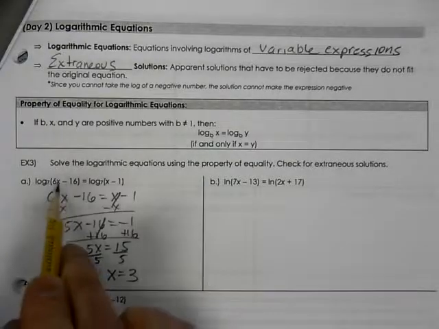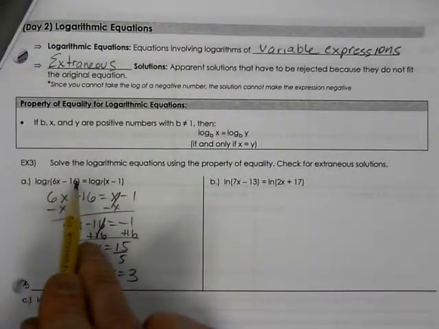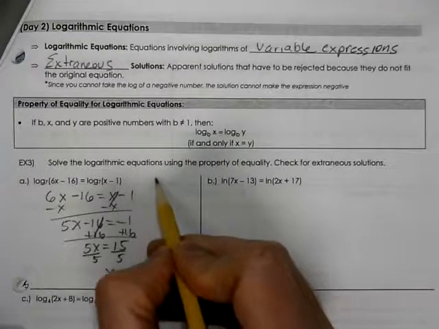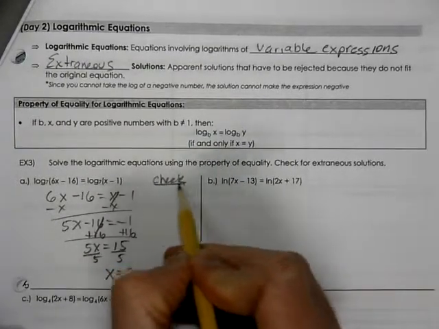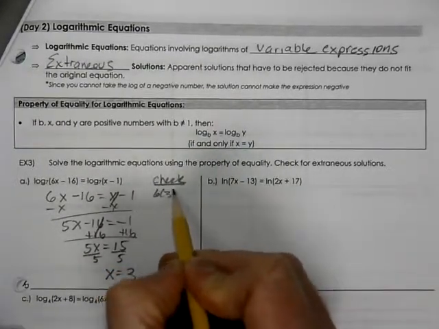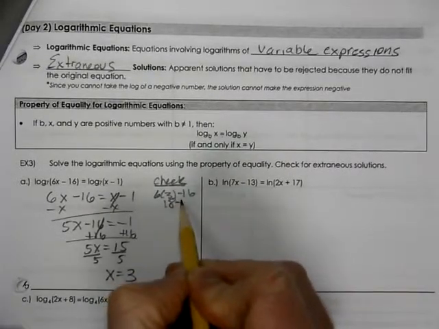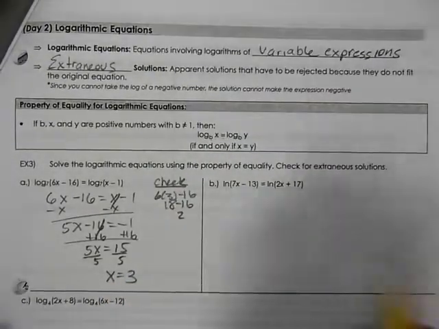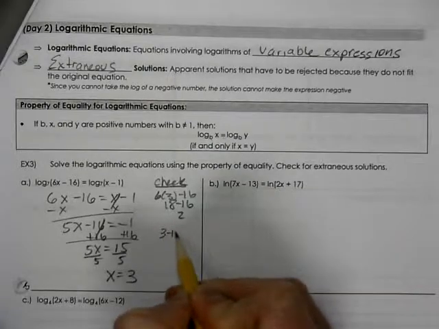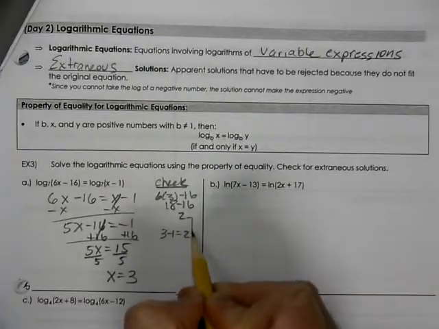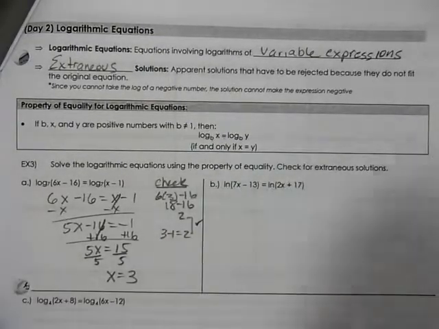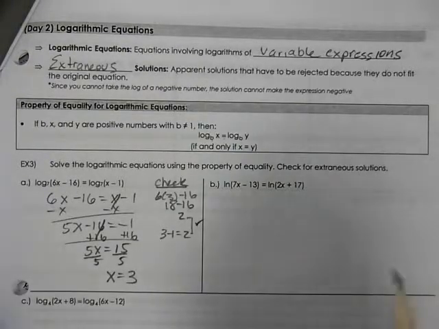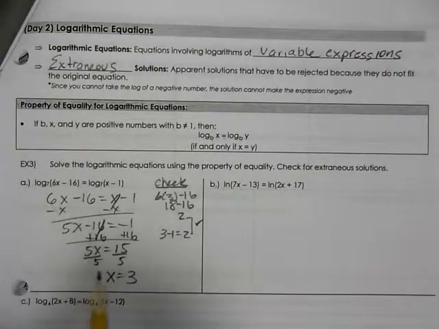When I plug my 3 in, I get a positive value here and a positive value there. So 6 times 3 minus 16 is 18 minus 16, which is 2. And 3 minus 1 also equals 2, which shows that those are the same. The most important thing is that those are both positive, but of course they should be the same. Our equation, by setting them up, has forced them to be the same.